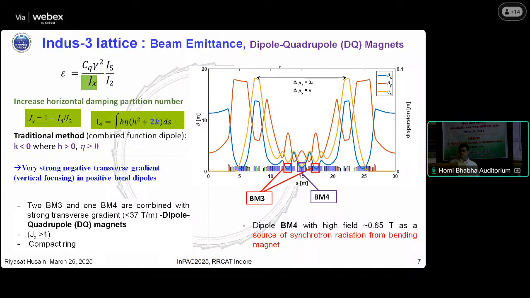And this is the source of synchrotron radiation from the bending magnet. This is in addition to the sources based on the insertion devices.